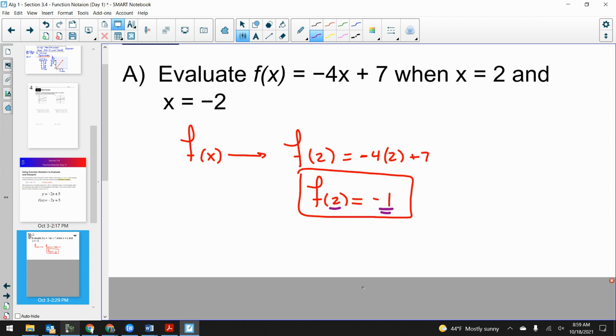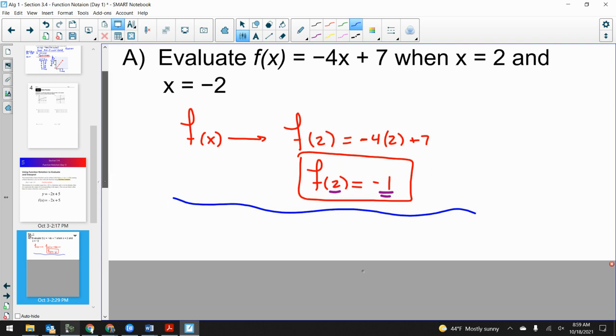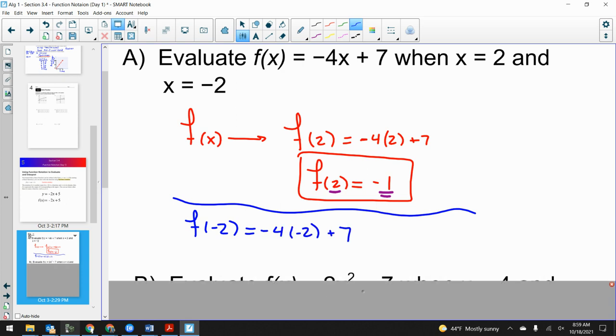So let's do that same thing with negative 2. All I'm asking you to do there is plug in 2, then plug in negative 2. Like on your homework, it asks you to do 3 different numbers. It's just asking you to do it 3 times. So here's f of negative 2. Well, f of negative 2 would be negative 4 times negative 2 plus 7. Negative 4 times negative 2 is positive 8. Positive 8 plus 7 is 15. So f of negative 2 is 15.